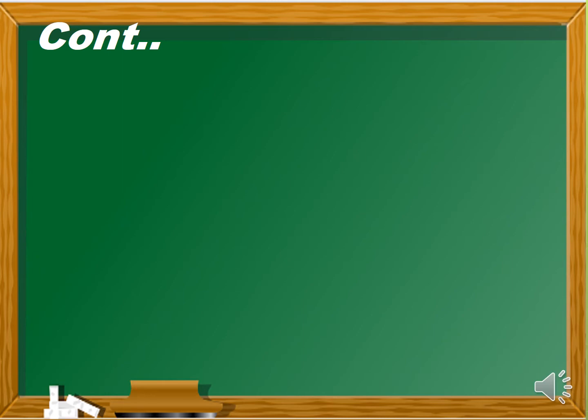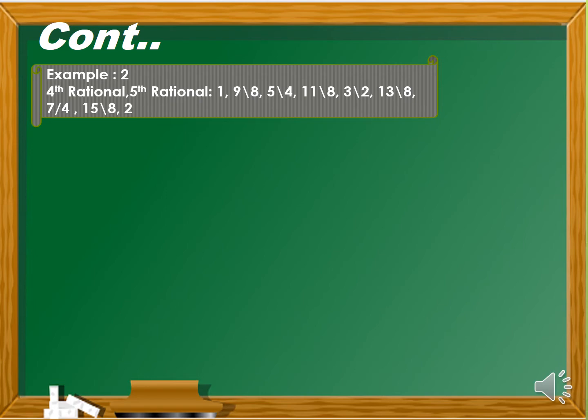But before going into that, let's check the answers for example 2, which I told you to post in the comment box. The answers of example 2, that is the fourth and fifth rational numbers that you see here, can be 9 by 8, 5 by 4, 11 by 8, 3 by 2, 13 by 8, 7 by 4, 15 by 8. So these are the rational numbers between 1 and 2. If anything was missed out, you know that you are correct, right? That's okay.